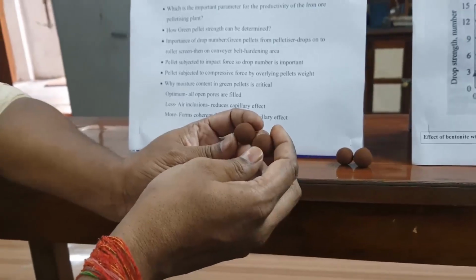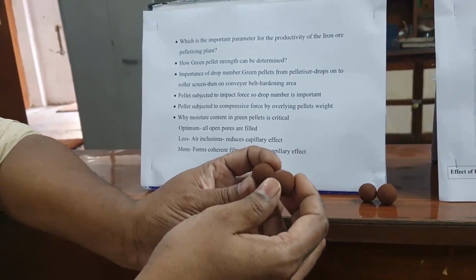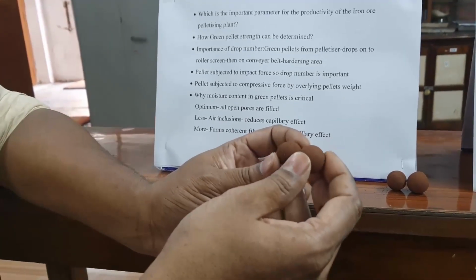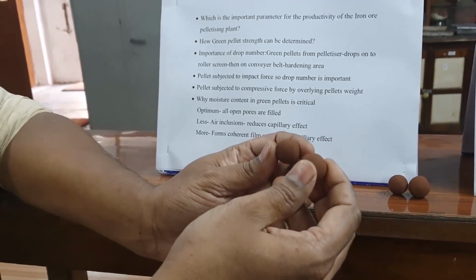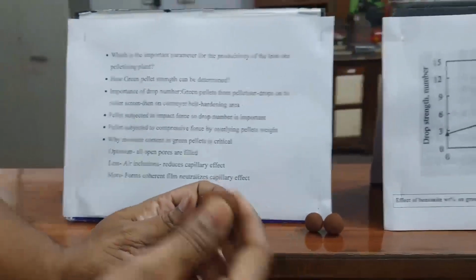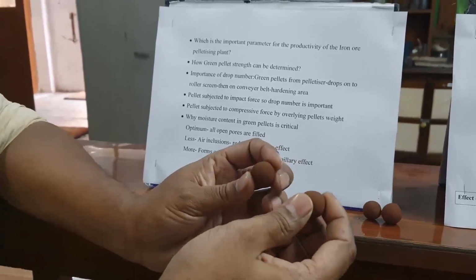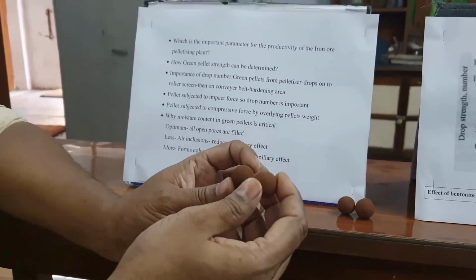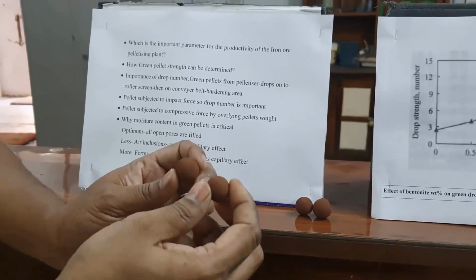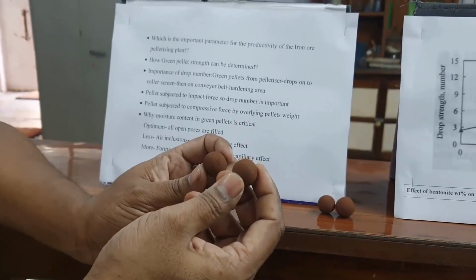So in this experiment, we are checking the drop strength and crushing strength of the green iron ore pellets. Why is it important? For the productivity of the pelletizing plant, the main parameter which affects the productivity is the green strength. This green strength also depends upon two parameters: one is drop strength, the other is crushing strength.